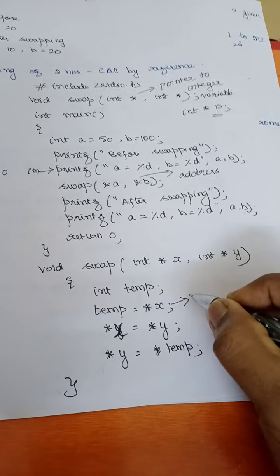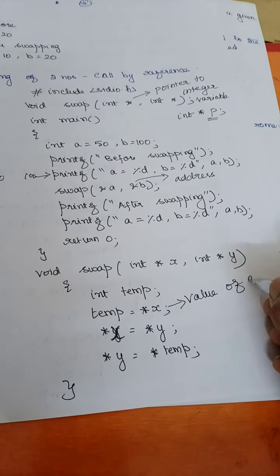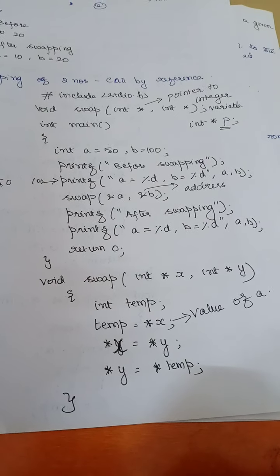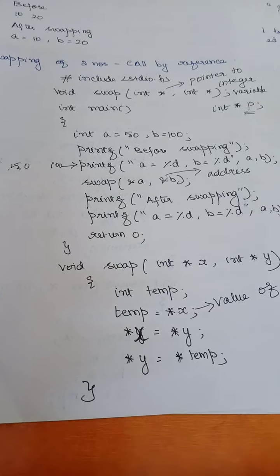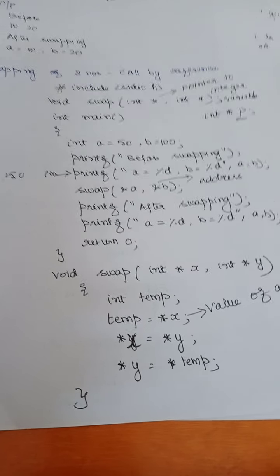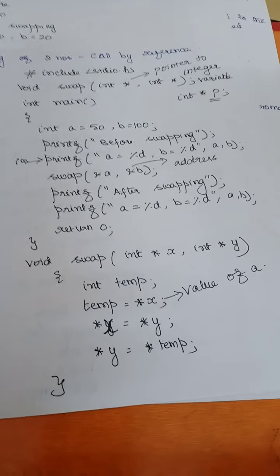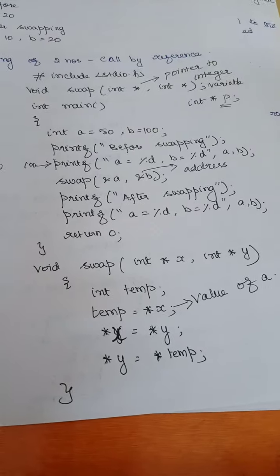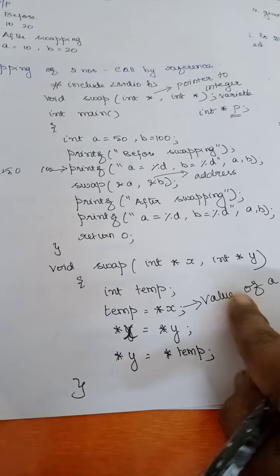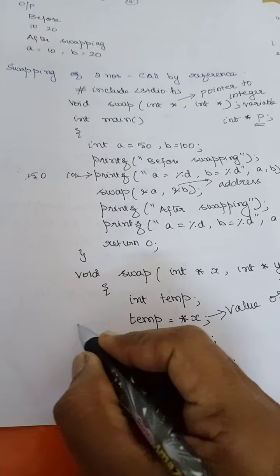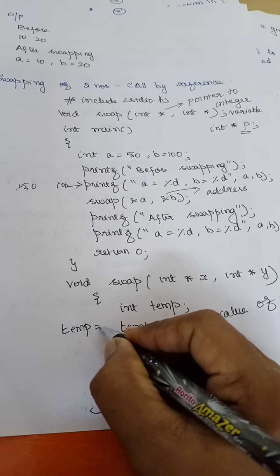So this refers to the value of A. Right? Star refers to value. Star X means X is a pointer variable. If I write star X, then it refers to the value where the pointer is pointing. The pointer is pointing to A, and so it gives the value of A. So I will write star X, which is nothing but the value of A. So the value of A will be given to temp. So in temp what am I going to have? Temp is equal to A.